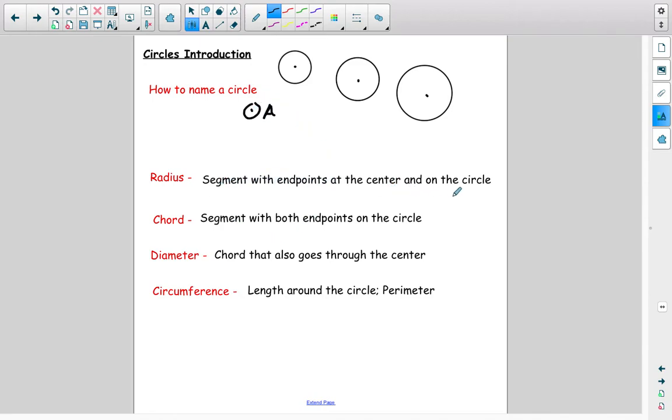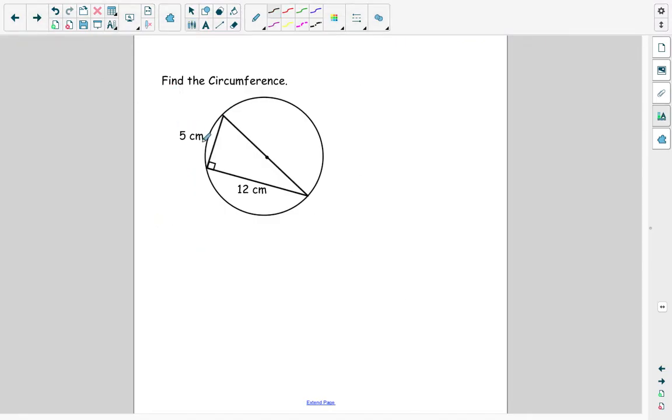Segments with endpoints on the center and on the circle is called a radius. So it goes from the center to the outside. A chord is just connecting any two points that are on the circle. And a certain kind of chord that goes through the center is called a diameter. And circumference is the length around the circle.